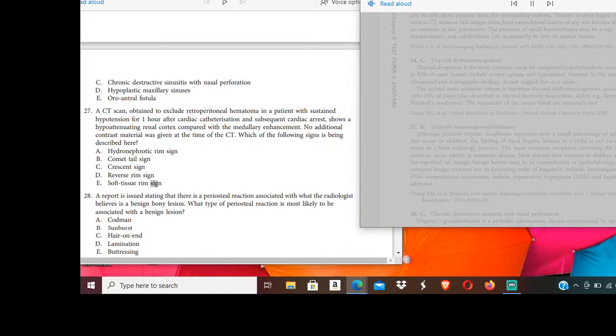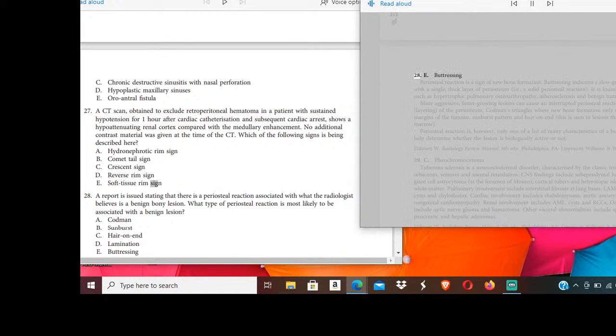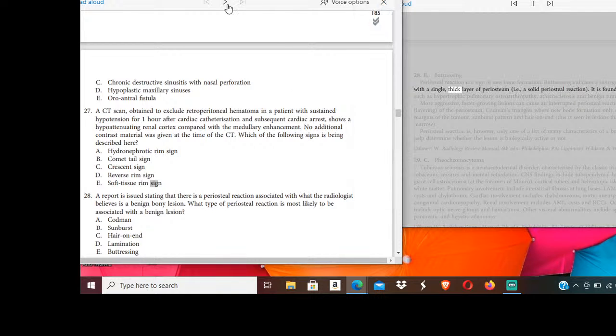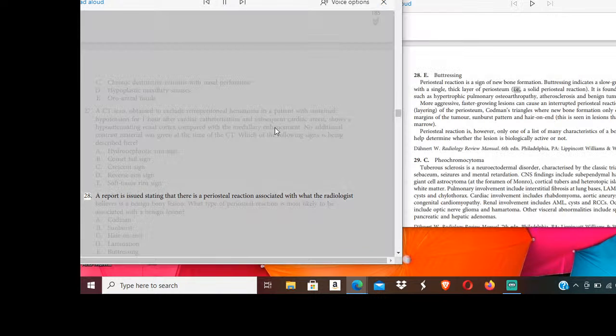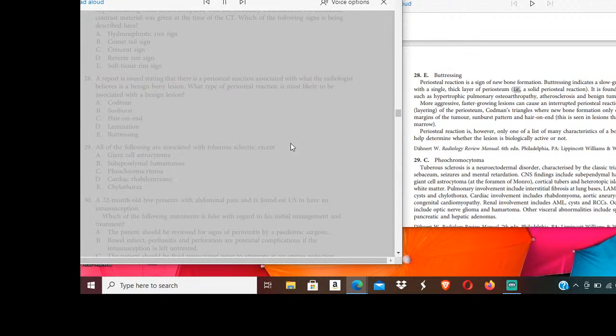Chapter 8. Test Paper 4, Answers. 28. E. Buttressing periosteal reaction is a sign of new bone formation. Buttressing indicates a slow-growing process with a single, thick layer of periosteum. 28. A report is issued stating that there is a periosteal reaction associated with what the radiologist believes is a benign bony lesion. What type of periosteal reaction is most likely to be associated with a benign lesion?